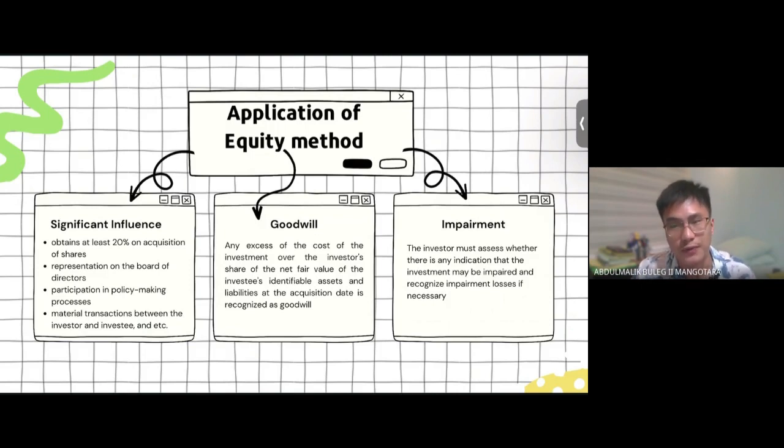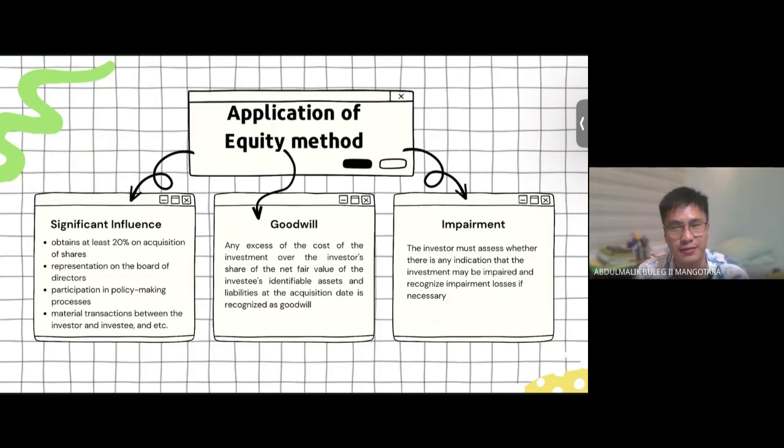Say, for example, Company A purchases a 30% stake in Company B for 1 million pesos, and the net fair value of Company B's identifiable assets and liabilities attributable to Company A is 900,000. The excess of 100,000 is considered goodwill. So the accounting says this goodwill is not separately recorded but is included in the carrying amount of the investment and subject to impairment testing.